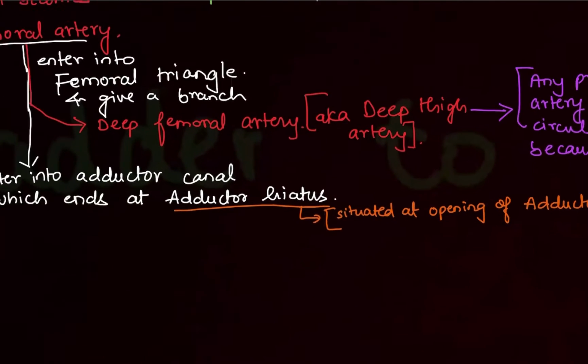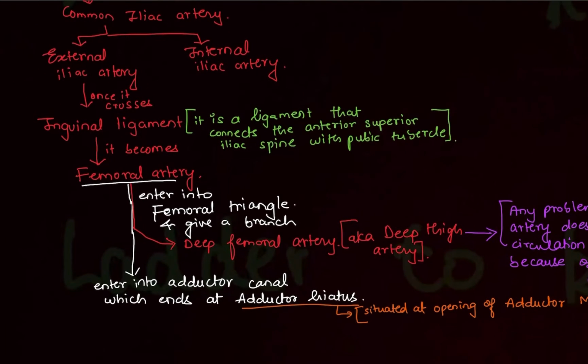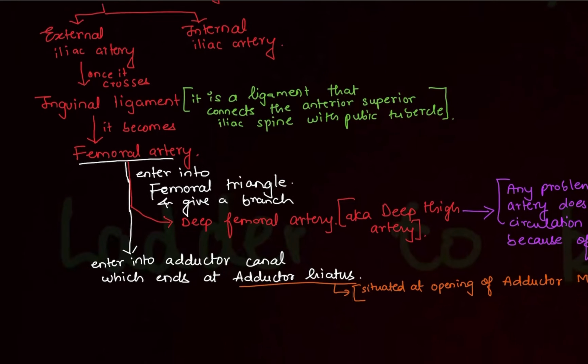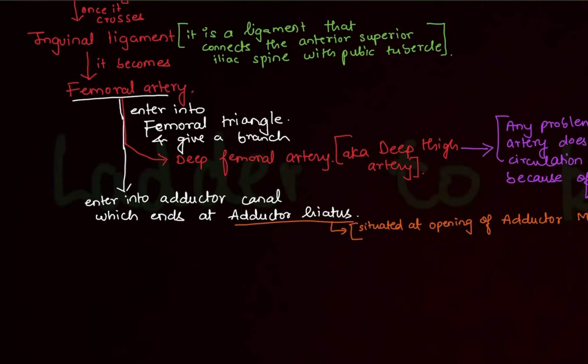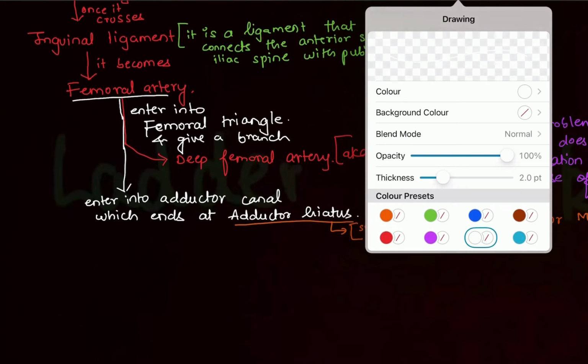So femoral artery, till now what have we studied? The common iliac artery will give off two branches, the external iliac artery and the internal iliac artery. The external iliac artery, once it crosses the inguinal ligament, becomes your femoral artery. The femoral artery in the femoral triangle will give an important branch, the deep femoral artery, which will maintain the blood supply in the lower limb if there is any problem with the femoral artery. Then the femoral artery goes into the adductor canal, which ends at the adductor hiatus, situated at the opening of the adductor magnus. The femoral artery will come out of the adductor canal through the adductor hiatus and go into the posterior compartment.